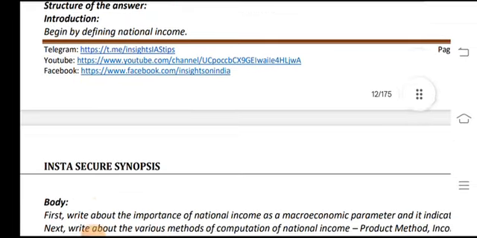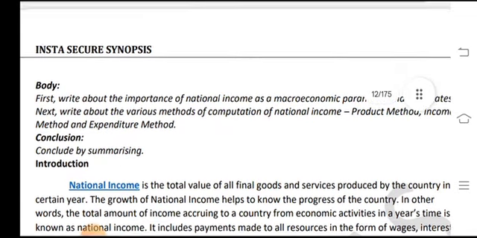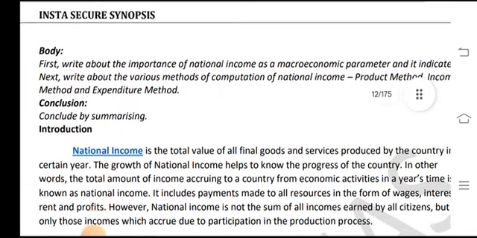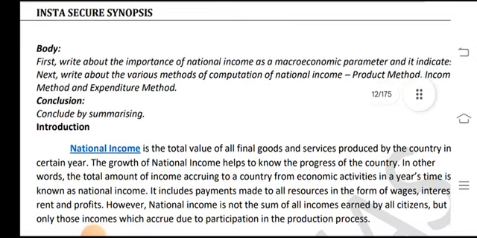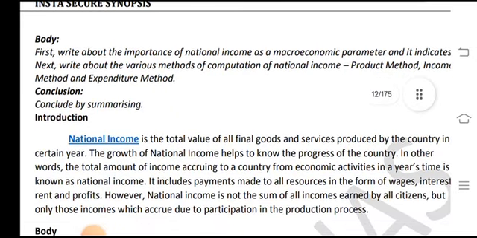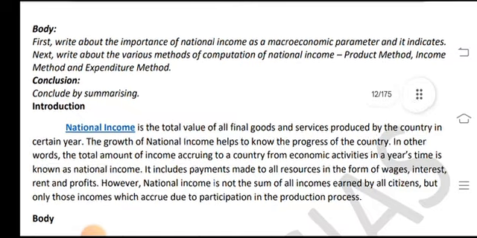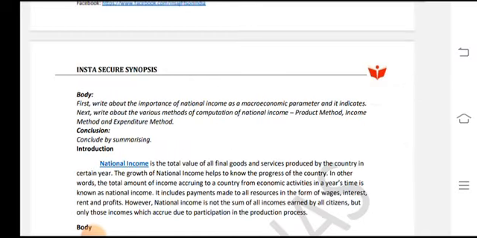Structure of the answer: in the introduction, define Indian national income. In the first body, write about the importance of national income as a macroeconomic parameter. Next, write about the various methods of computing national income: the product method, income method, and expenditure method. Conclude by summarizing the introduction.